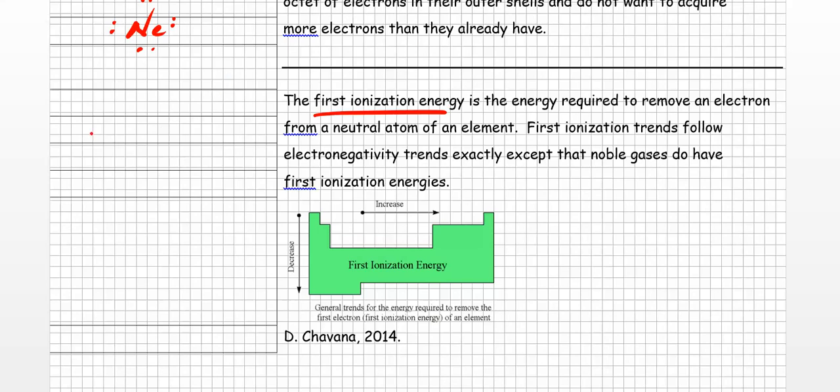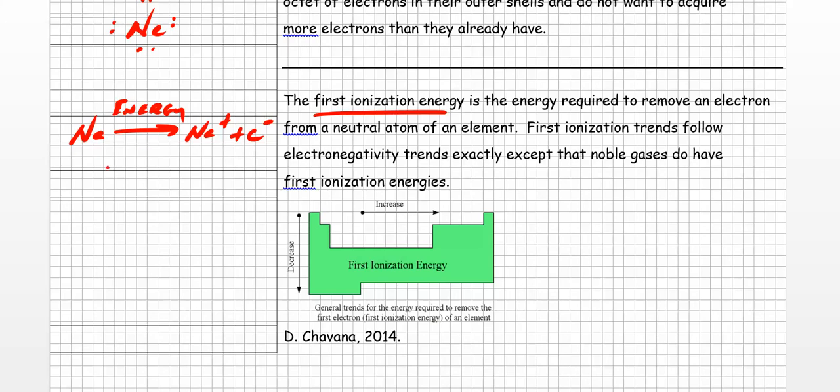Let's say, for example, sodium. If I have sodium, just like that, sodium has 11 total electrons. If I want to reduce that number by 1, I'm going to have to put in a certain amount of energy. So I'll make an arrow like this, and I'll write energy just like that. And when I do that, I'm going to get Na+, I'm going to get an ion, in other words, and then I'm going to get an electron.